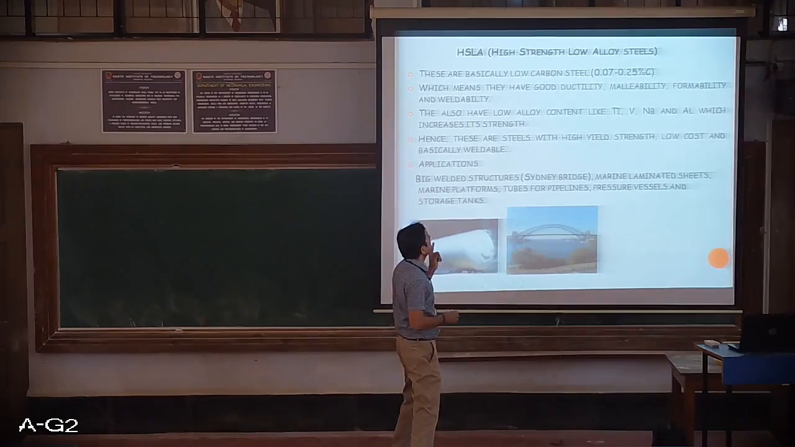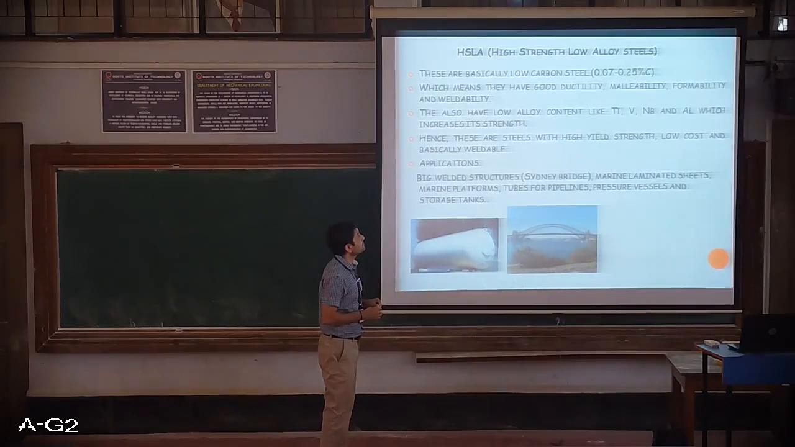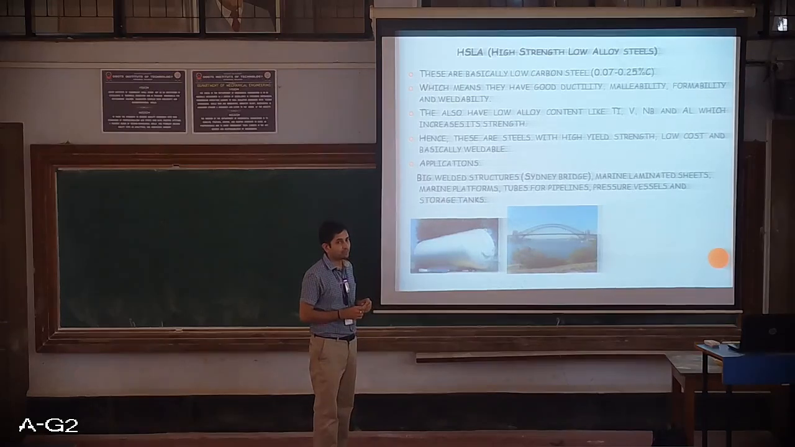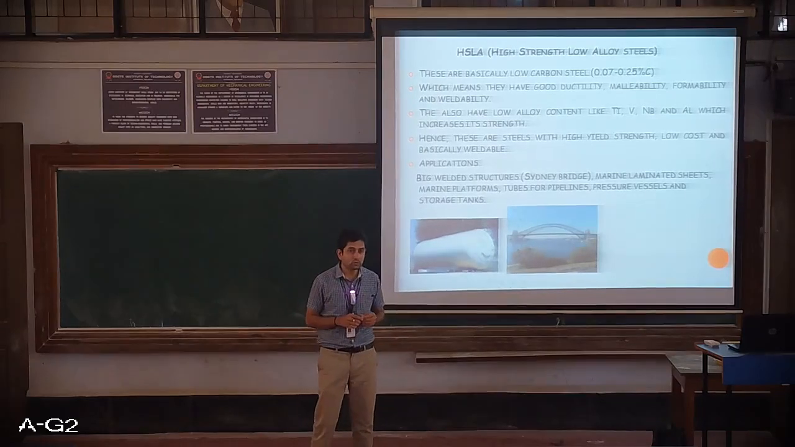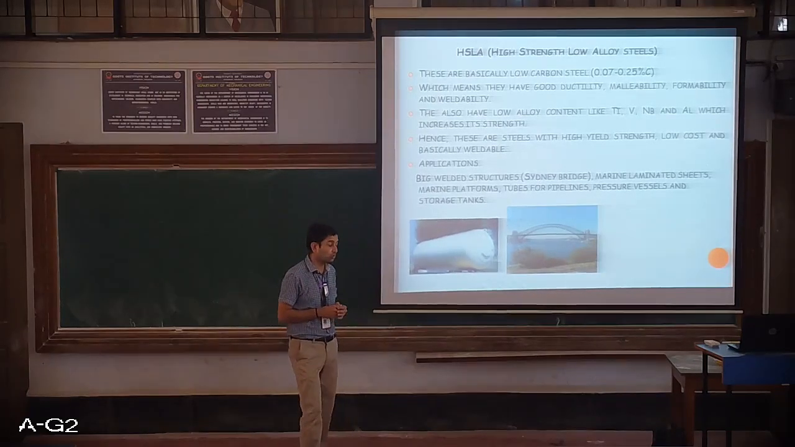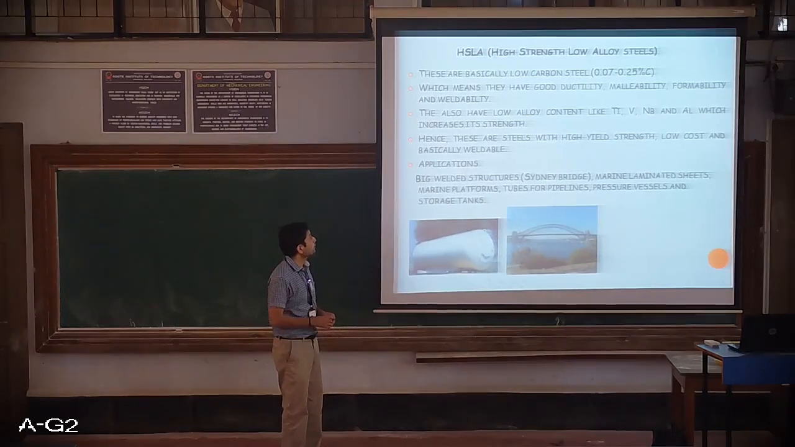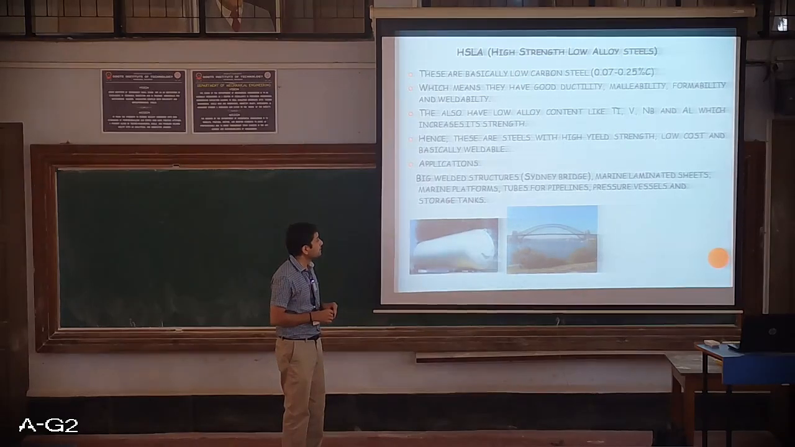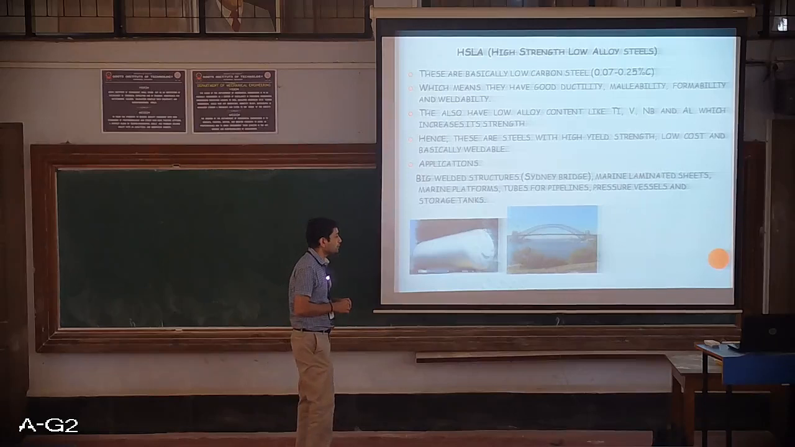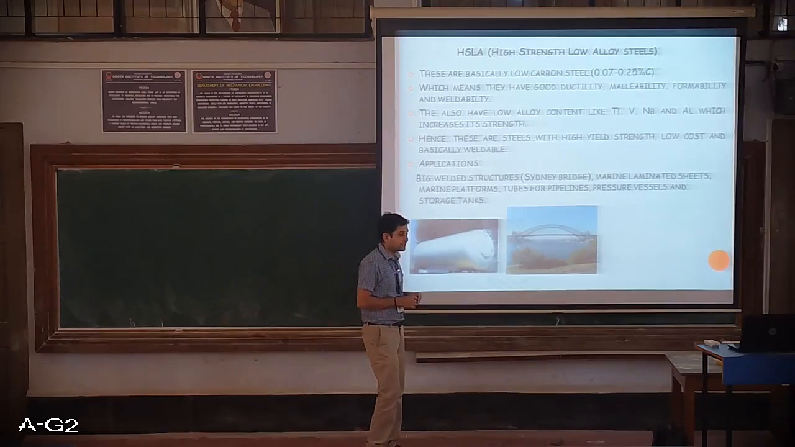It is called high strength low alloy steel. These are basically low carbon steels, meaning the percentage of carbon is lower here. If the percentage of carbon is lower, they are very good: they show good ductility, malleability, formability, and weldability. They also have low alloying elements, as I said earlier. Basically, they are weldable, and as for the applications of HSLA steels, it is like this.